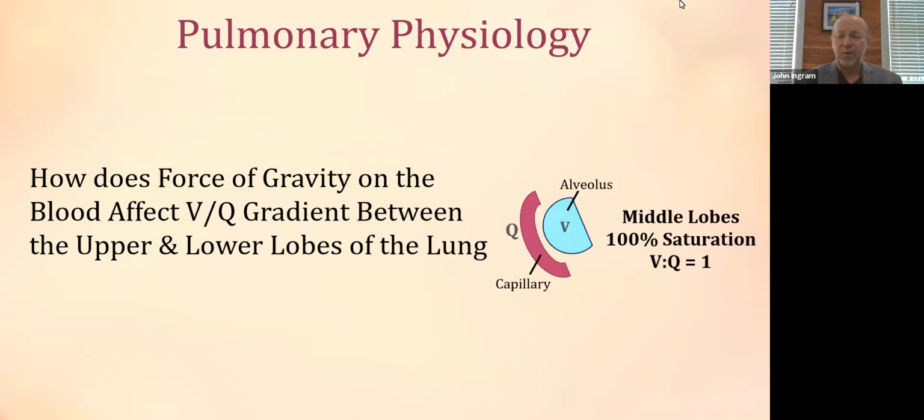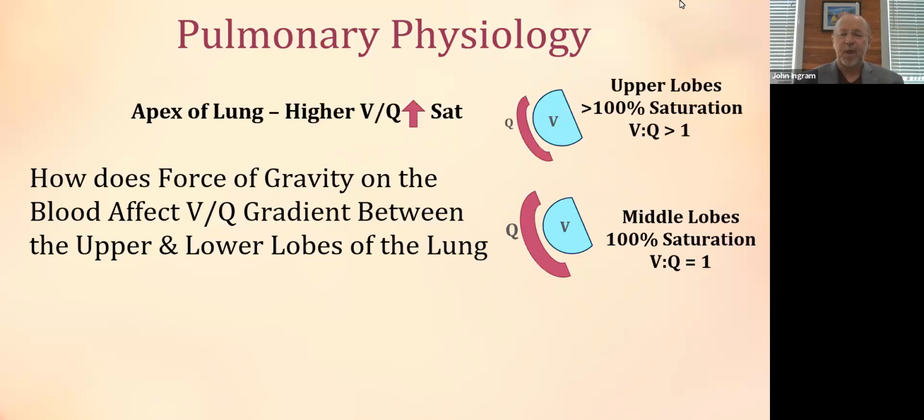Well, if we look at the middle lobes, okay, you have a certain amount of air coming into your alveoli, and then you have the capillary coming by that alveoli with a certain amount of blood, and there's your Q and your V. And in the middle lobes, it's a pretty even match, which gives you about a 1:1 ratio, or 100% saturation. Now in the upper lobes, if you see there, the Q, the amount of blood going to those capillaries is somewhat less. The ventilation is the same.